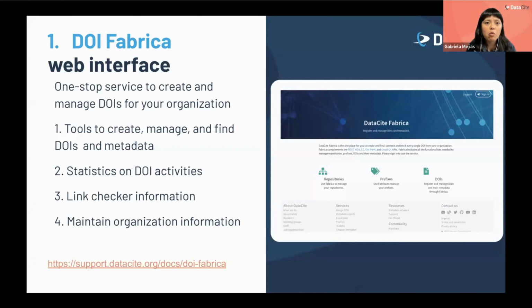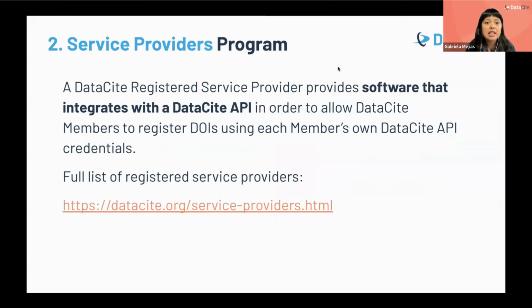However, we recommend that organizations enable an automated process for DOI registration, and this can be done in two ways. One is through a service provider integration. DataCite has a service provider program, and we work with service providers that offer software for repositories and other kinds of systems that already integrate with the DataCite API. This means this software or these systems already have an integration.